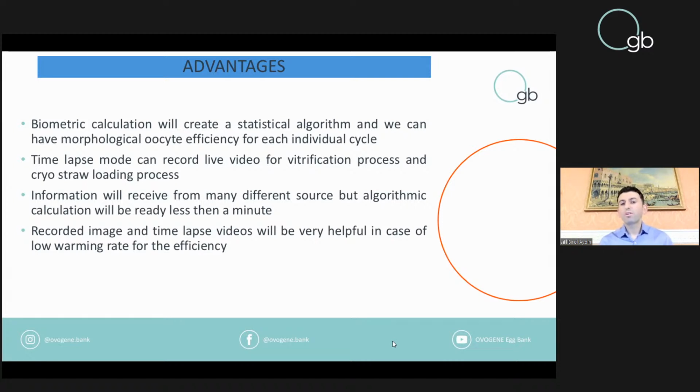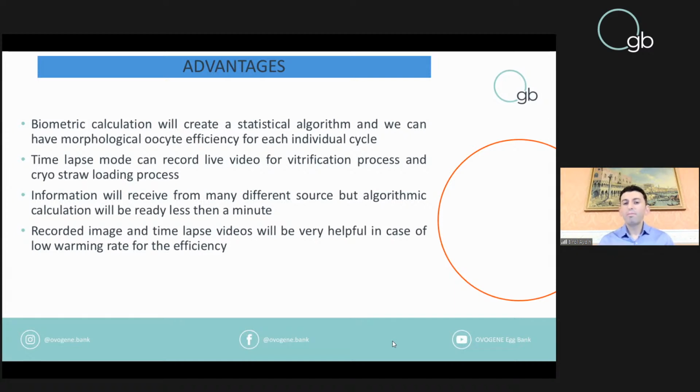Time-lapse mode can record live video for the vitrification process and the cryo-straw loading process. As I said, you can see directly on your straw, which is coming to your clinic, how the oocytes are placed there. Information will be received from many different sources, but the algorithmic calculation will be ready in less than a minute. So this is very important, because you can be sure the oocyte is not spending a long time outside.